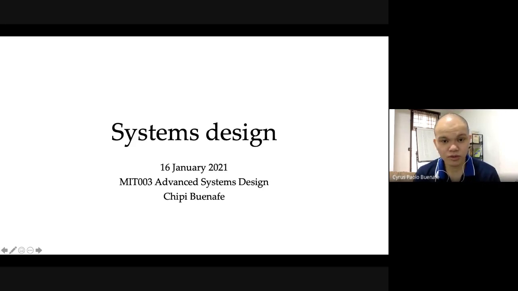So if you think about it, this is pretty much at the heart of our course. This term, the title of the course is Advanced System Design. So we're really going to talk about systems design, but systems design is actually way more than what you will see in the next few minutes as I go through them very quickly. I'm not even going to be very exhaustive about this topic.